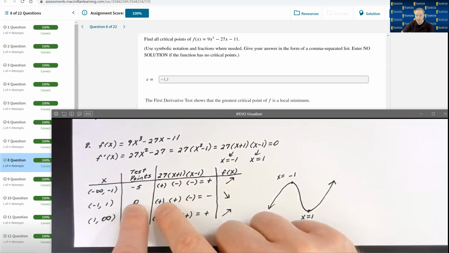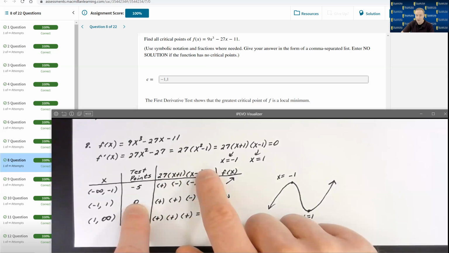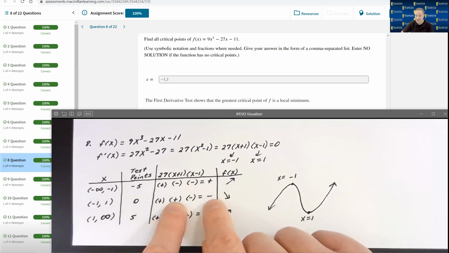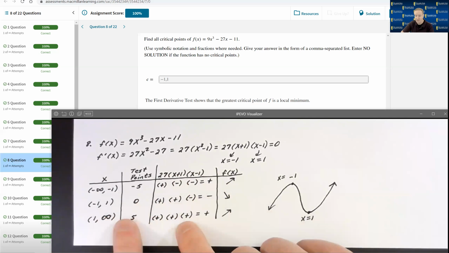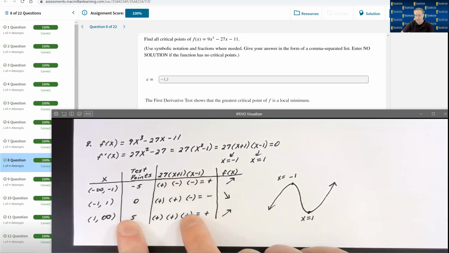Plug a 0 into your first derivative factored. You'd say, well, the first term's always positive. If you plug a 0 into the second factor, it's positive. Plug a 0 into the third factor, it's negative. 2 positives times a negative is a negative. That tells me that my derivative is negative in this region and that the original function is decreasing in this region. And then finally, if you plug in a 5, every single one of your 3 factors would be positive, which means your first derivative is positive, which means your function is increasing.